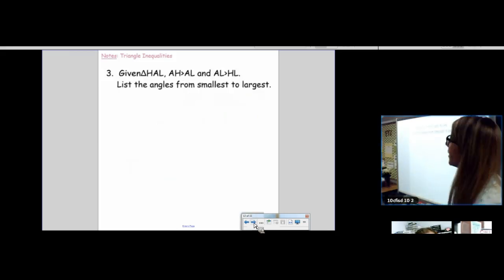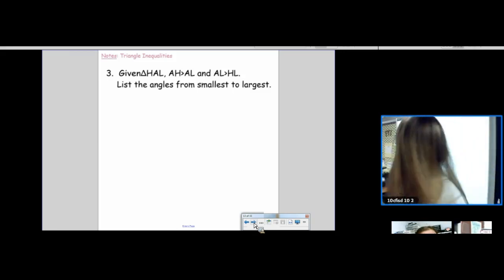Given triangle HAL, that's what I call my oldest daughter. Her name's Hallie, but we call her Hal for short.